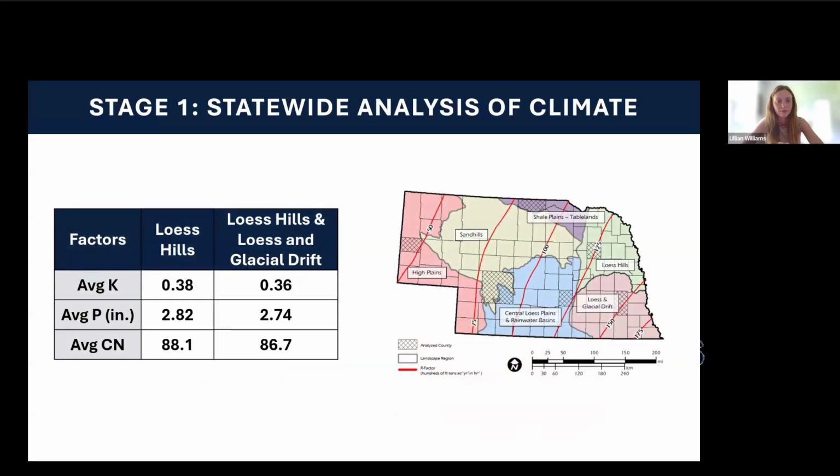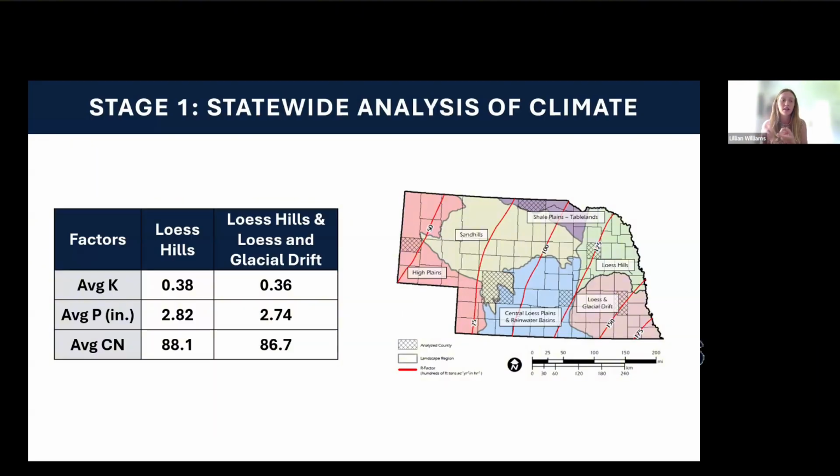So we further conducted research through a GIS analysis, and we used a raster clip to identify specific regions. So the regions that we looked at are Loess Hills and Loess and Glacial Drift, and that is on the southeastern side of the state, and then the northeastern side of the state. So really that whole eastern border is kind of what we covered because they experienced higher rainfall, and we decided that that would be where we focused in for the state.